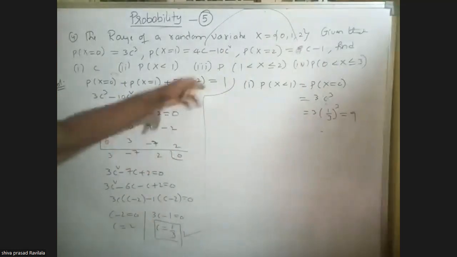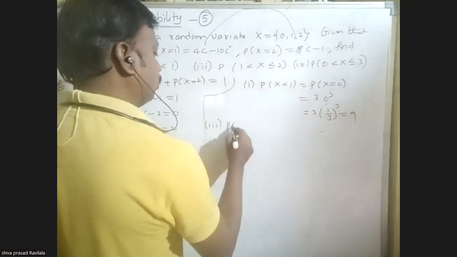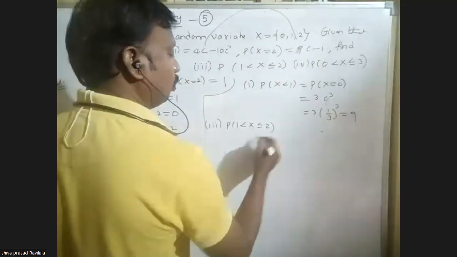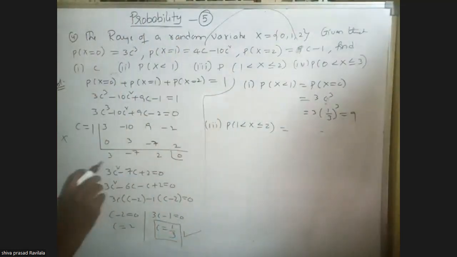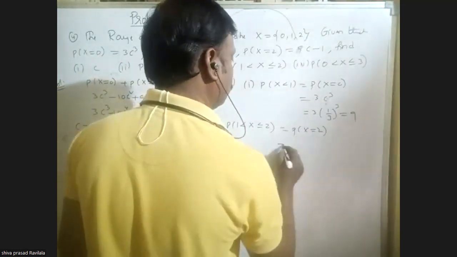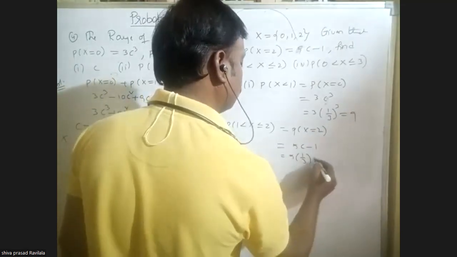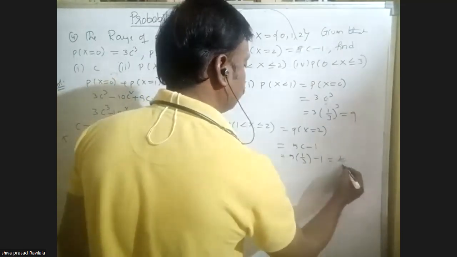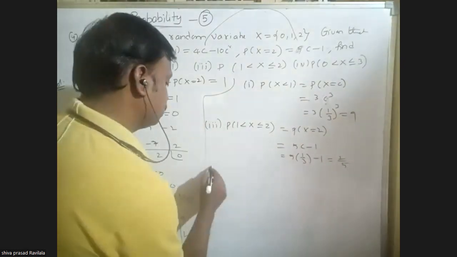Okay, next one, 1 less than x less than or equal to 2, the third one. Probability of 1 less than x less than or equal to 2 means you take x is equal to 2 only, and that is the probability of x is equal to 2, value 5c minus 1. 5 into c value 1 by 3, minus 1, 3 is equal to 2 by 5. And last one, 0 less than x less than or equal to 3 means it lies between values 1 and 2 only. You do that last one, the fourth one.